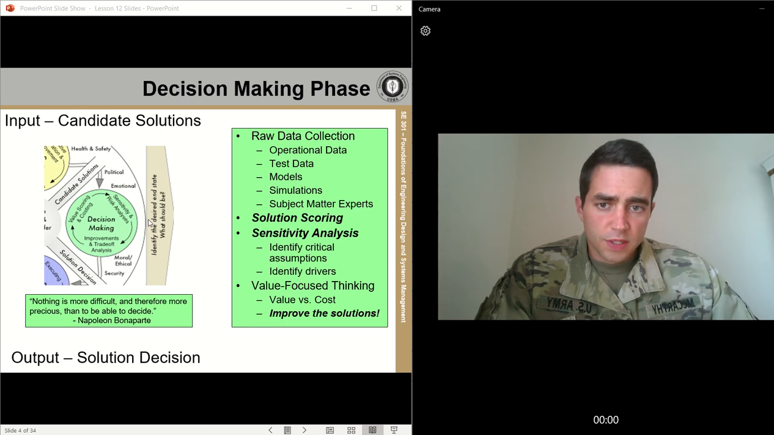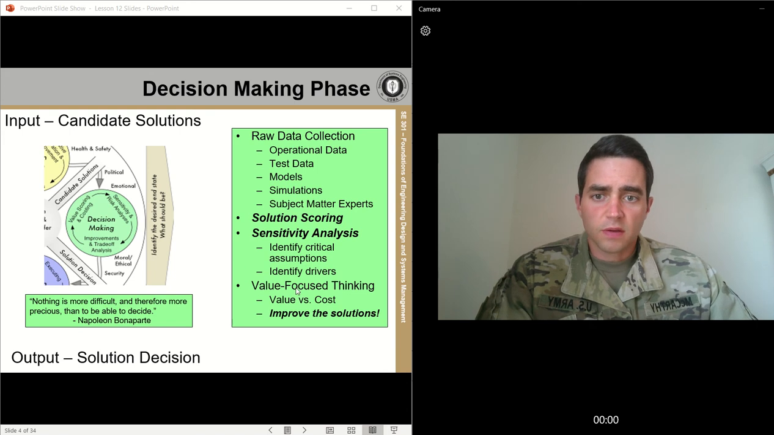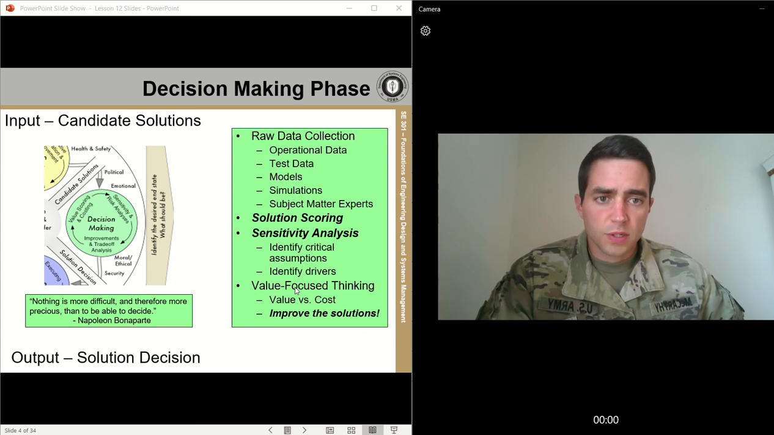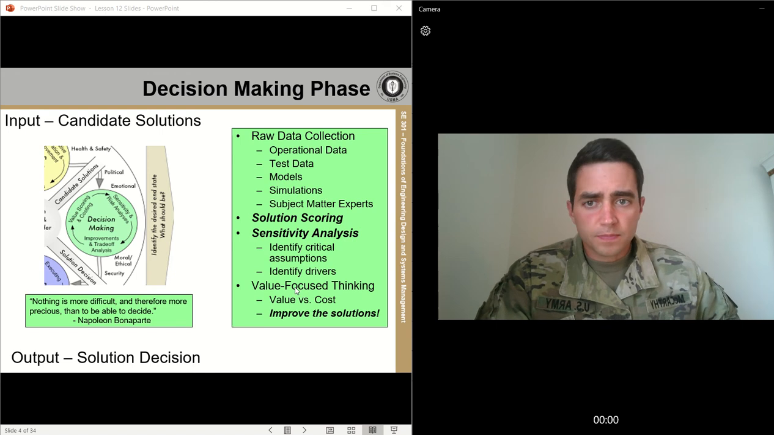One thing that I would just like to highlight in this lesson is that we are still using value-focused thinking. We'll talk a lot today about value and how it compares to cost and how this is one of the first steps that we should pursue in making recommendations to our stakeholders.